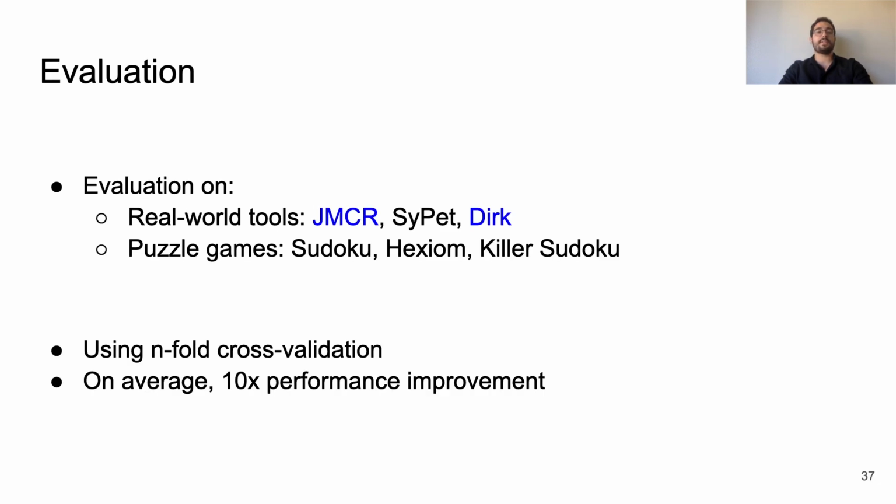Okay, we evaluated Satune on 3 real-world benchmarks and 3 puzzles. Dirk and JMCR use Z3, Sciper uses Sat4j, and all puzzle games use Glucose as their constraint solvers. We use the popular n-fold cross-validation to learn encodings for each benchmark. On average, we could get a 10 times performance improvement compared to the baseline for all the benchmarks.